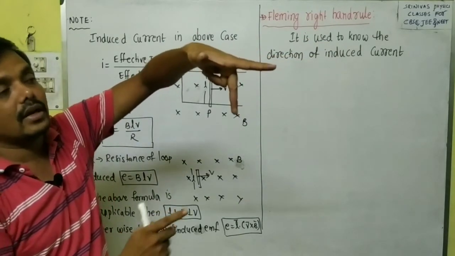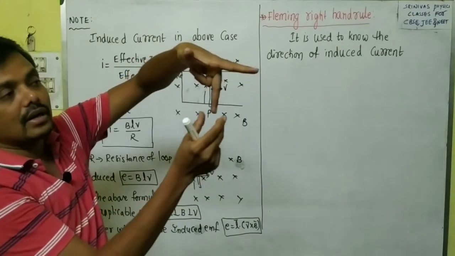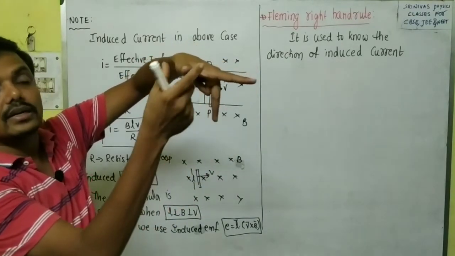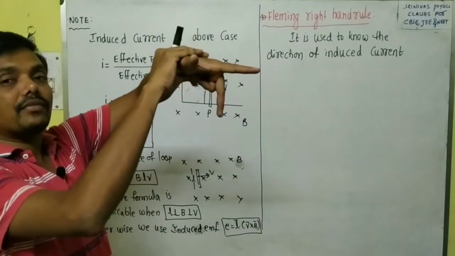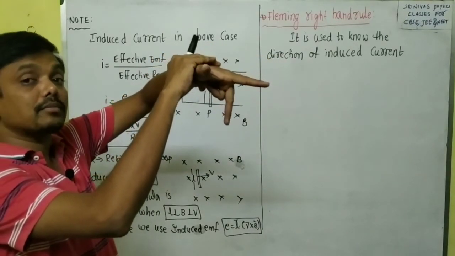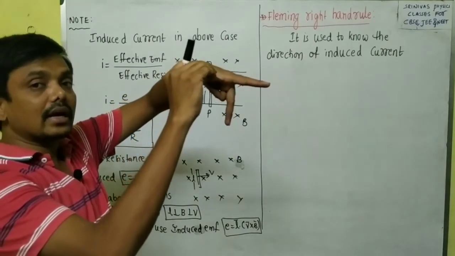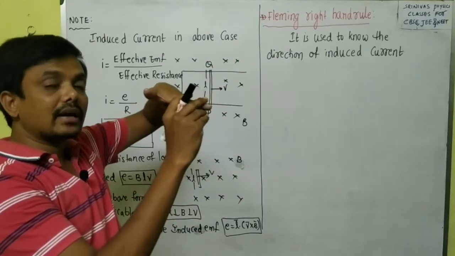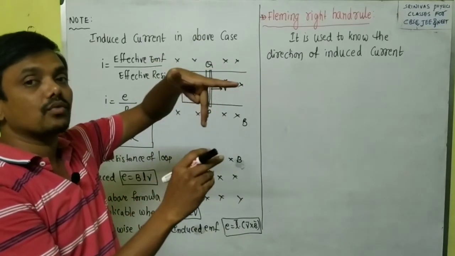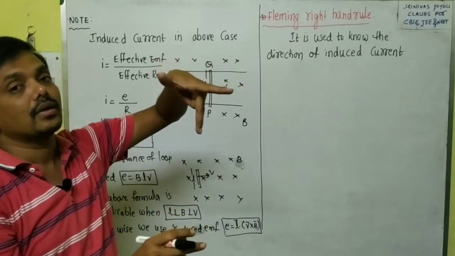Right? Then this forefinger indicates the direction of the magnetic field, the central finger indicates the current, and the thumb indicates the force. That means this Fleming left hand rule is useful to know the direction of the force on a current carrying conductor in the magnetic field. If you place any current carrying wire in the magnetic field, it will experience a force. To know the direction of the force, we use the Fleming left hand rule.